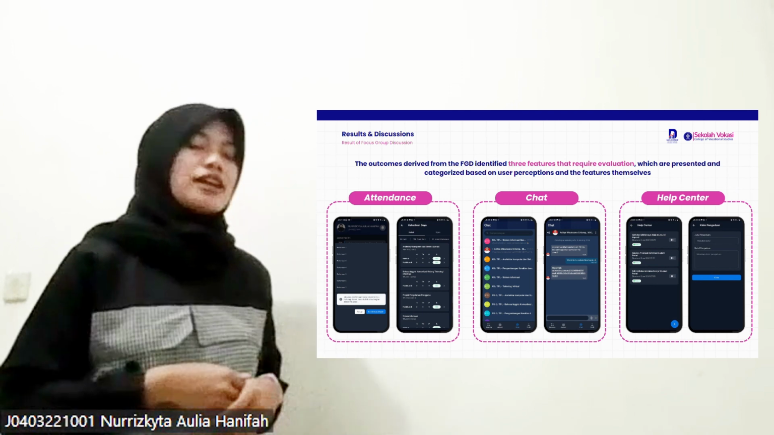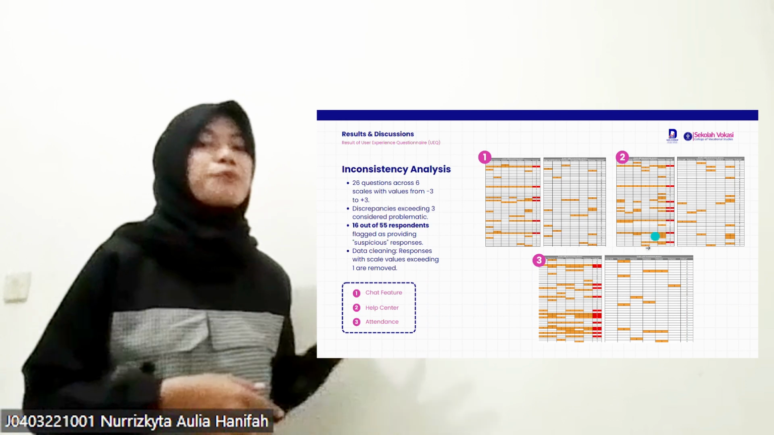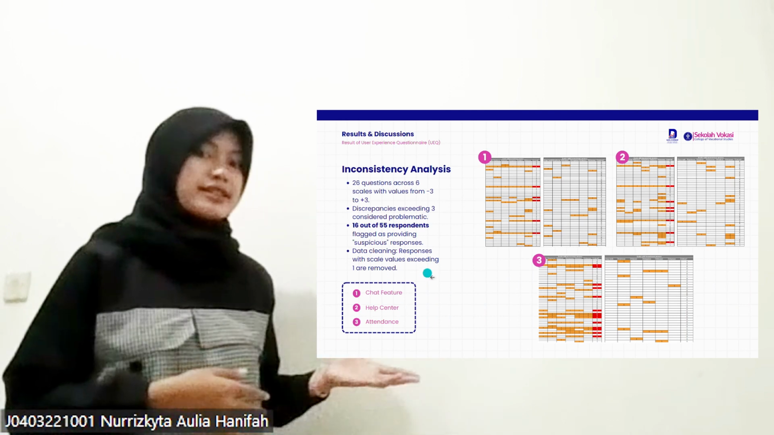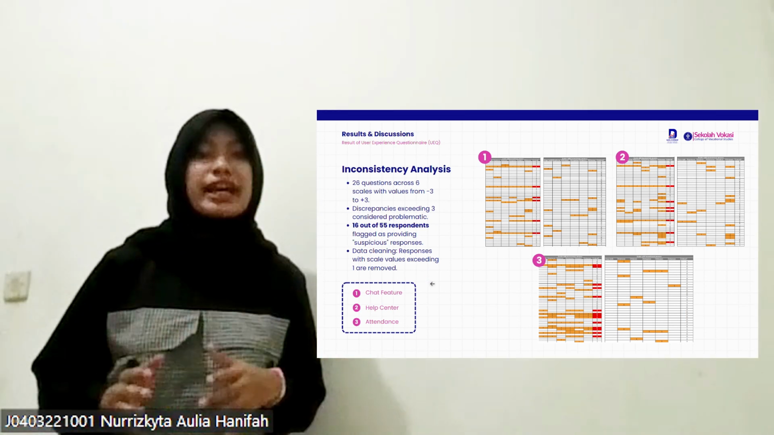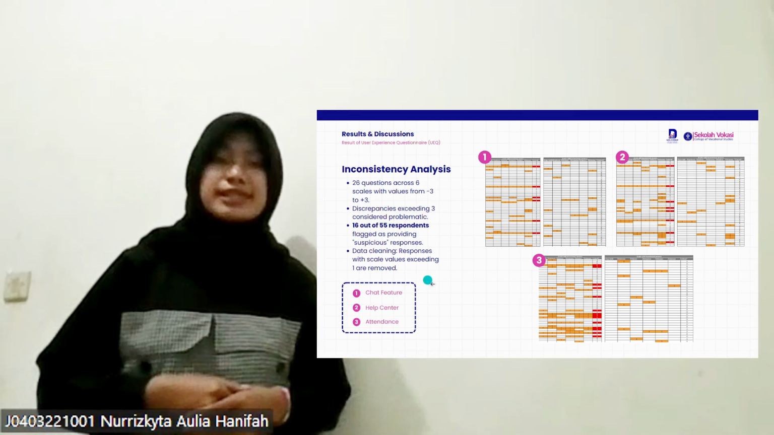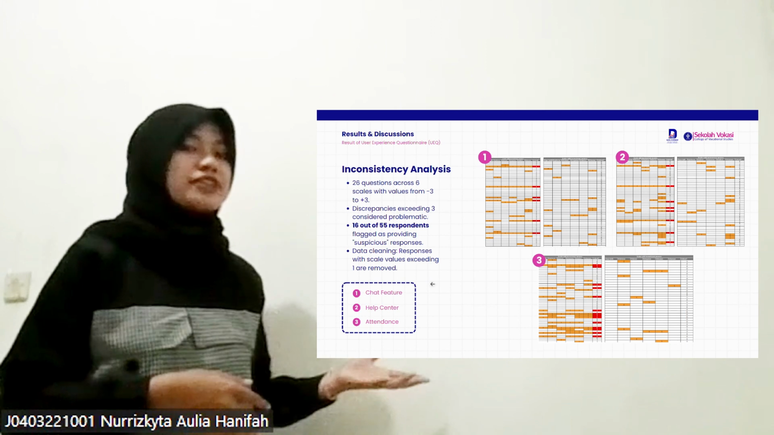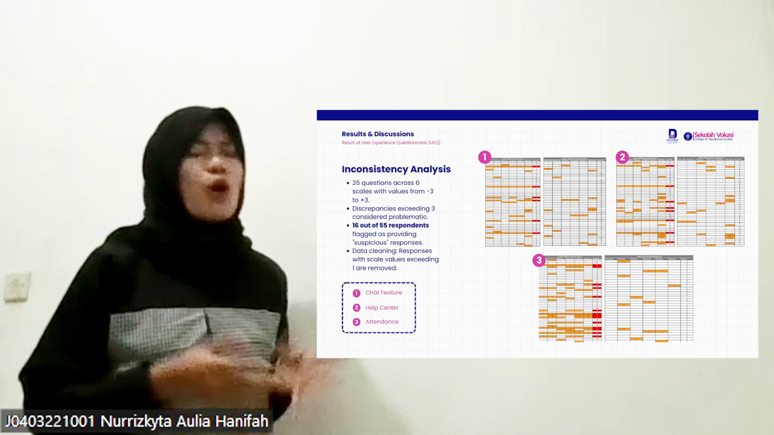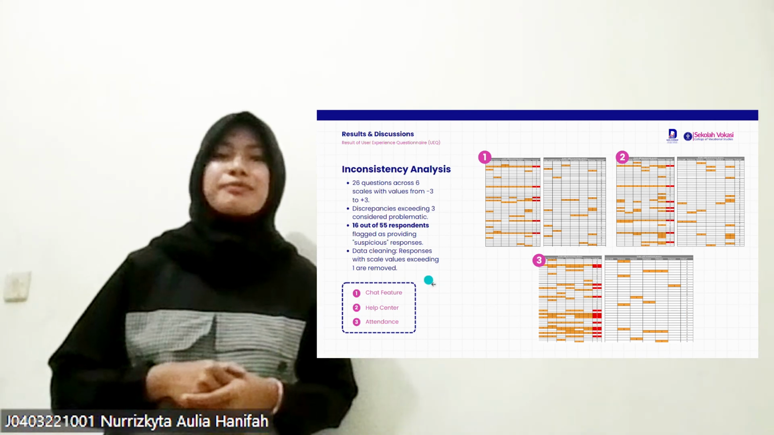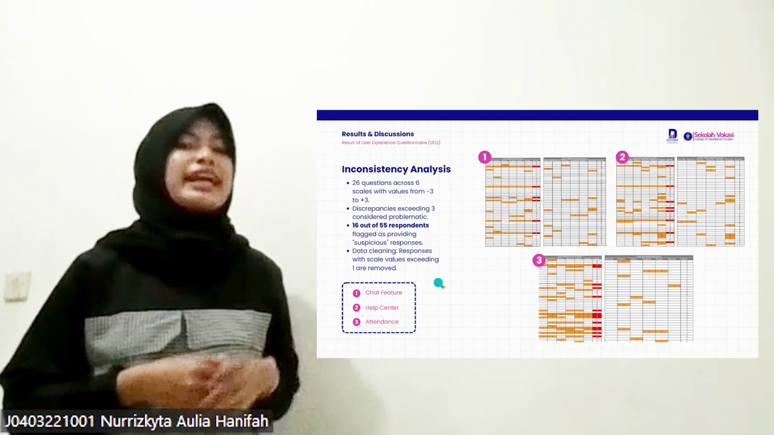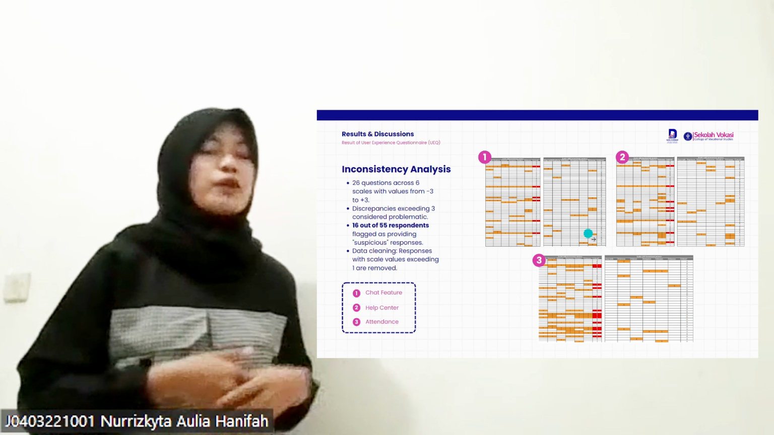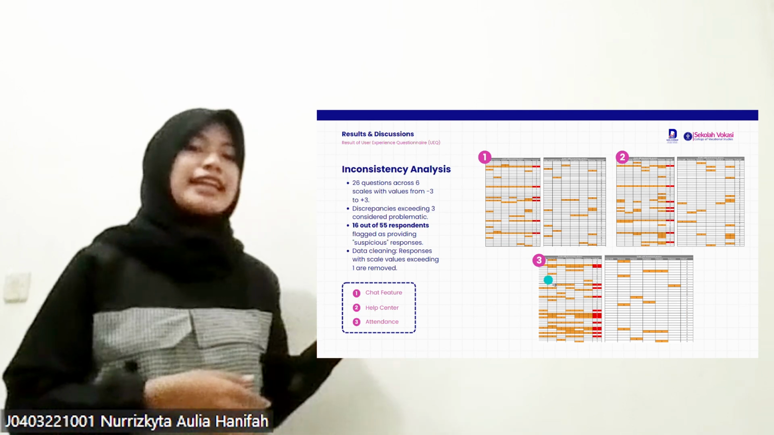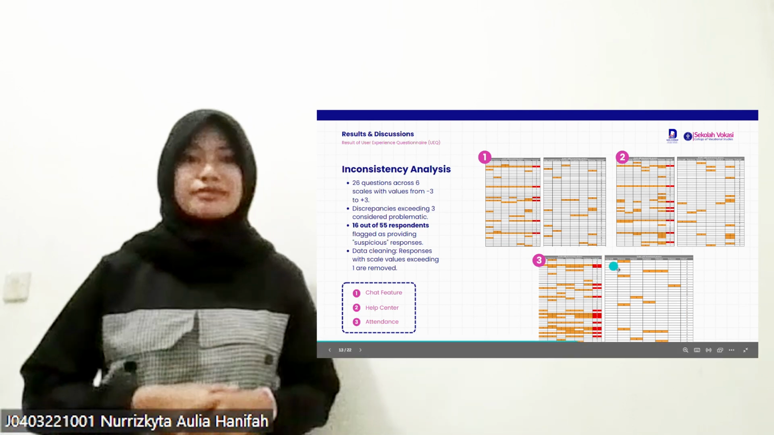Next, the inconsistency tab identifies problematic patterns in UX responses. With 55 respondents, 16 were flagged for providing invalid responses. Inconsistency suggests respondents answered carelessly or didn't understand the questions. Guidelines recommend excluding responses with discrepancies greater than 3, with such inconsistencies highlighted in red color.